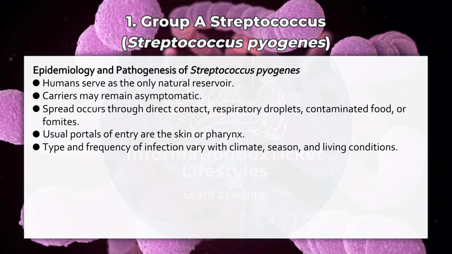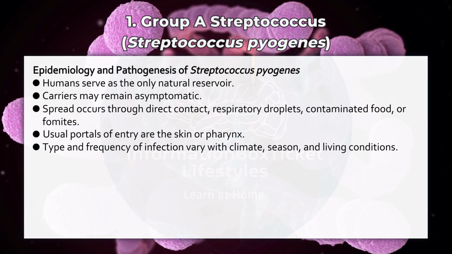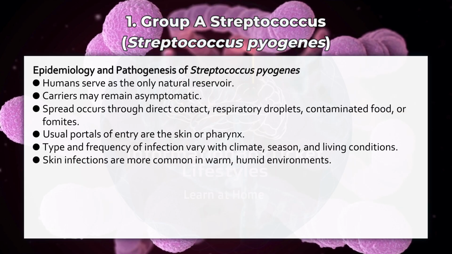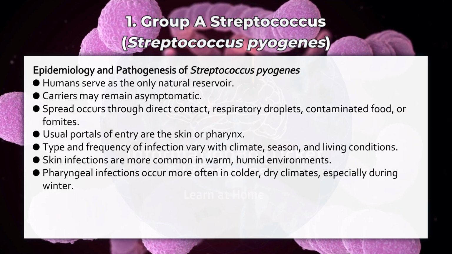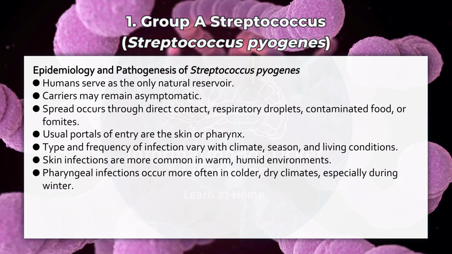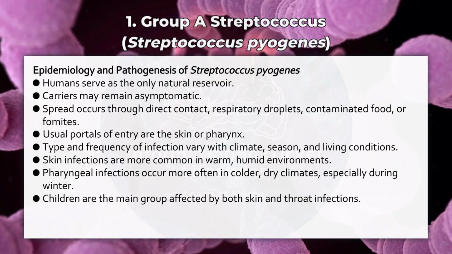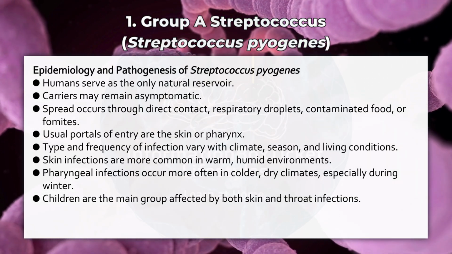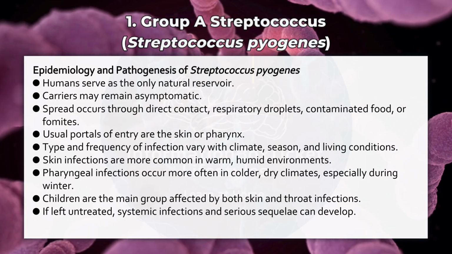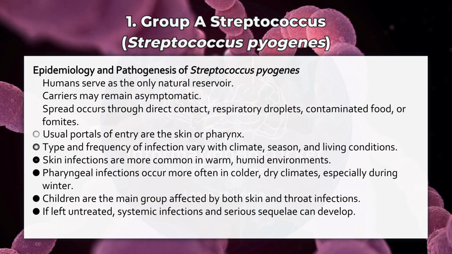Type and frequency of infection vary with climate, season, and living conditions. Skin infections are more common in warm, humid environments. Pharyngeal infections occur more often in colder, dry climates, especially during winter. Children are the main group affected by both skin and throat infections. If left untreated, systemic infections and serious sequelae can develop.